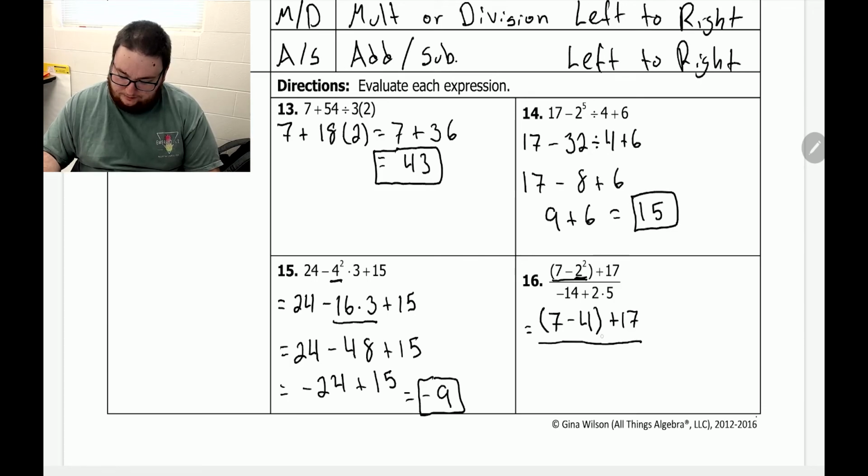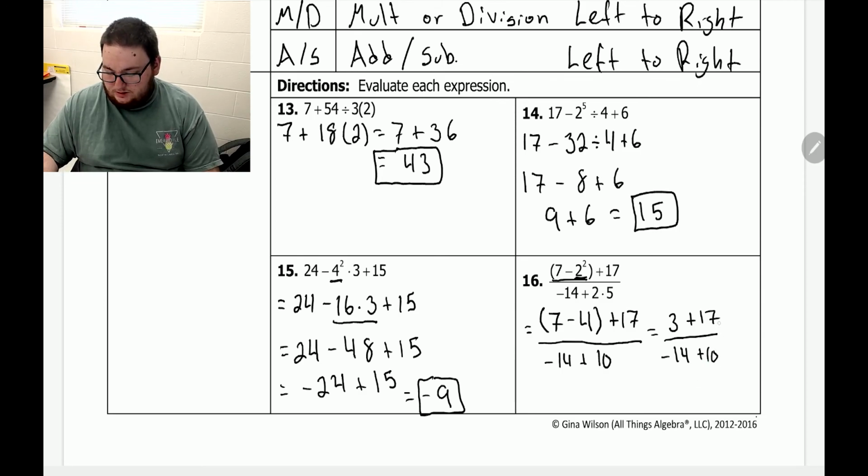And that's over negative 14 plus, let's go ahead and do this multiplication, the 2 times 5. That changes to 10. And now we can work a little bit further. So inside the parentheses we have 7 minus 4. 7 minus 4 changes to 3, and we're adding 17. And on bottom we still have negative 14 plus 10.